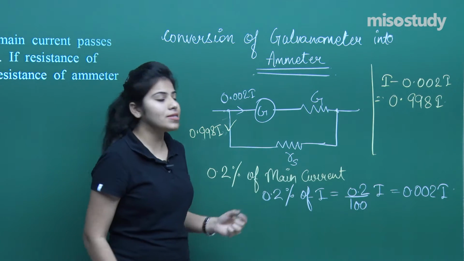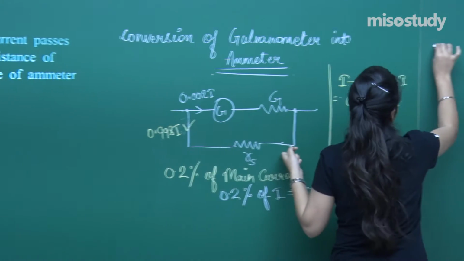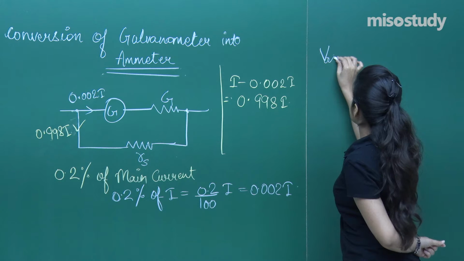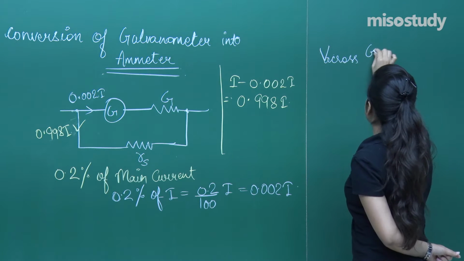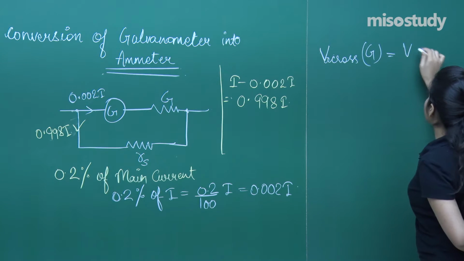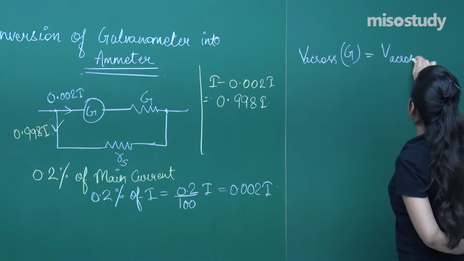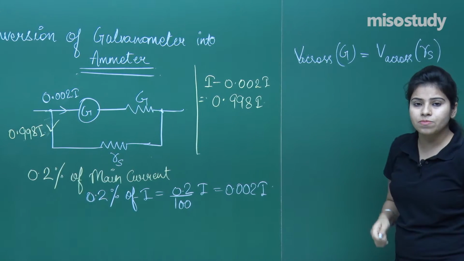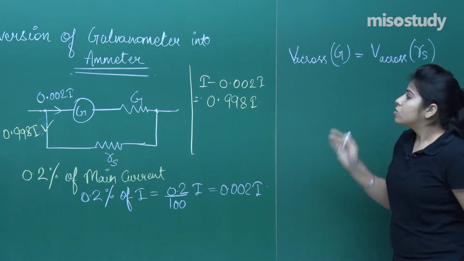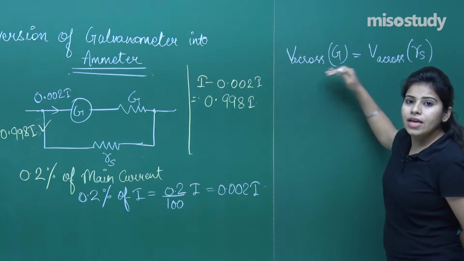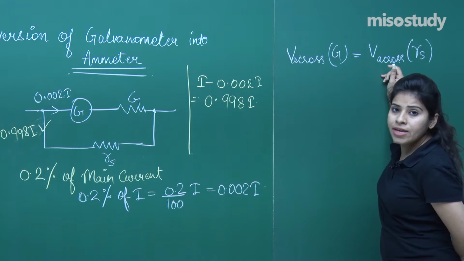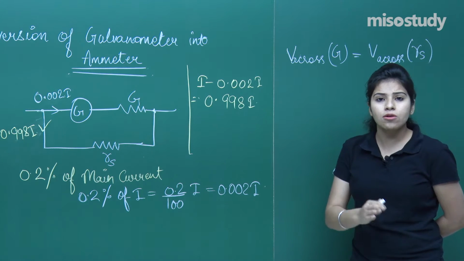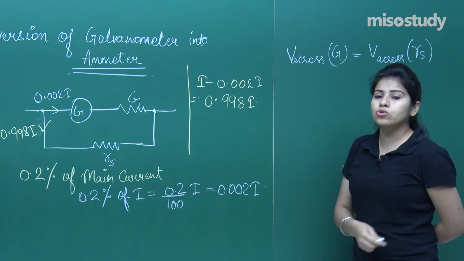So now let me just say that V across G will be equal to V across this small resistance, that is the shunt resistance, because they are connected in parallel. Now if these both potential differences are equal, we know the formula of V: just apply Ohm's law, V equals IR.